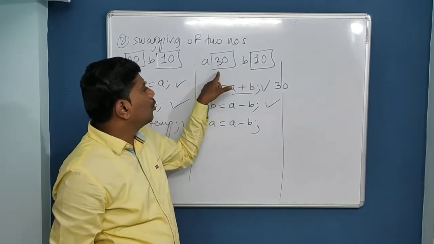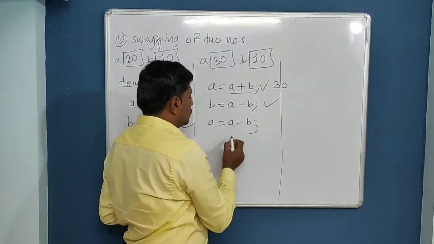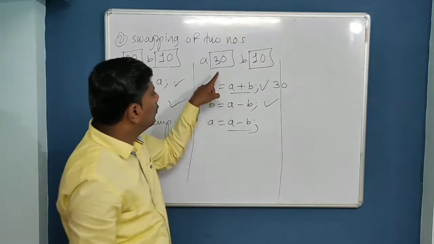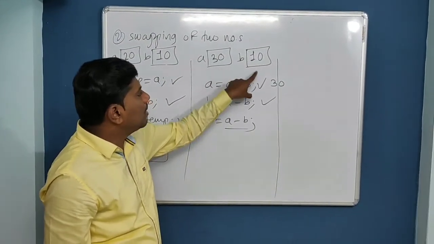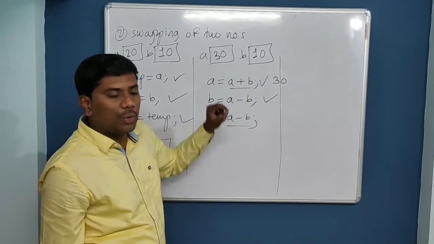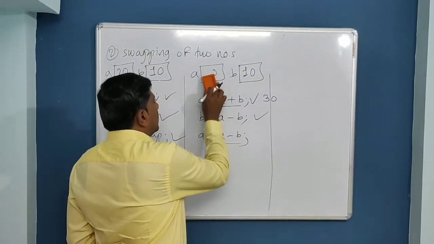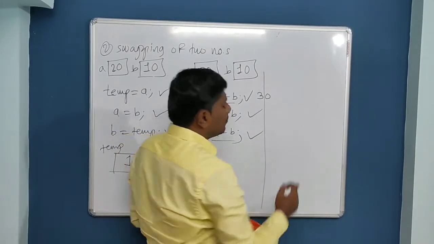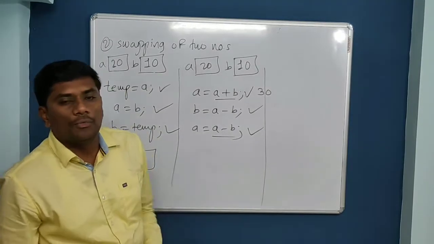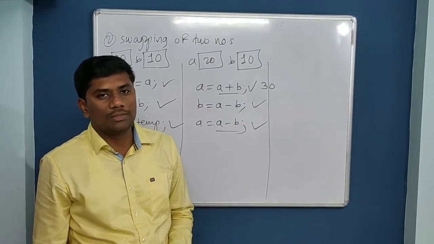Now we want 20 here. So how to get 20 here? So see, A minus B. What is the current value of A? 30. What is the current value of B? 10. So 30 minus 10, that is 20. So assign that result to A. So see, here without using third variable we are able to swap these two numbers.